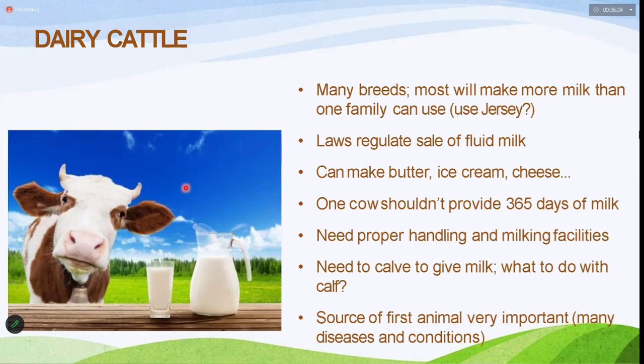What to do with the calf? The source of the first animal is very important.